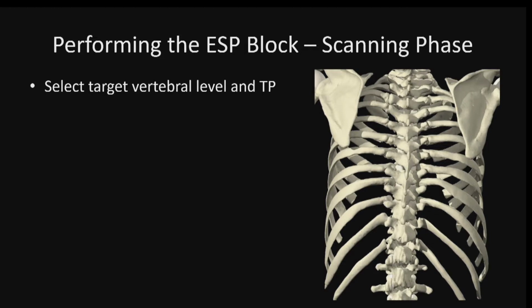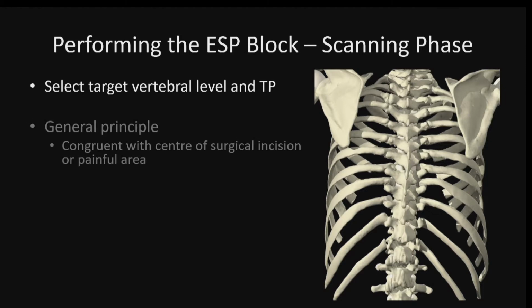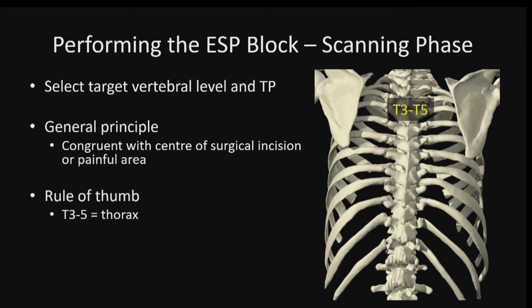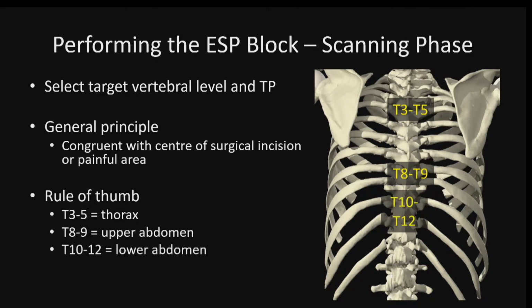When you start scanning, the first thing is to think about which vertebral level you want to target to do the block. The general principle is that this target transverse process should be congruent with the center of the surgical incision or the painful area that you are trying to treat. A rule of thumb, if you want to follow one, is that if it's a thoracic application, anywhere between the T3 to T5 levels is appropriate. If it's the upper abdomen, anywhere from T8 to T9. And if the lower abdomen, T10 to T12 will be sufficient.